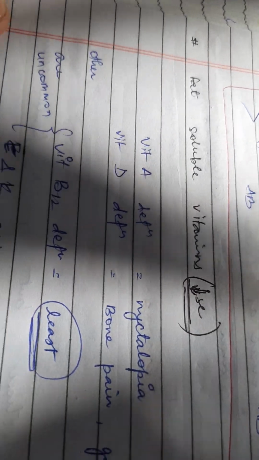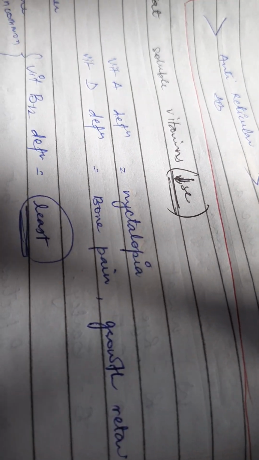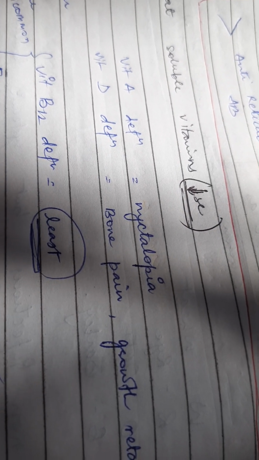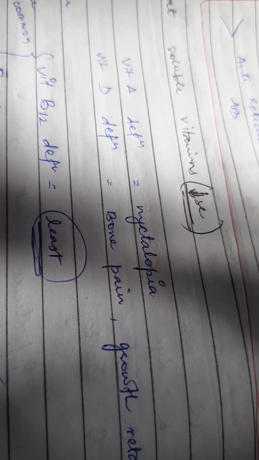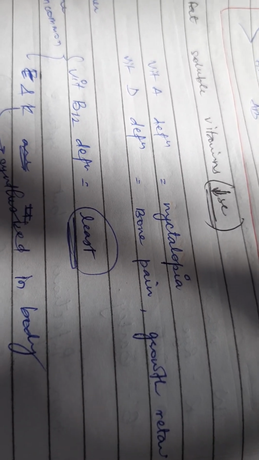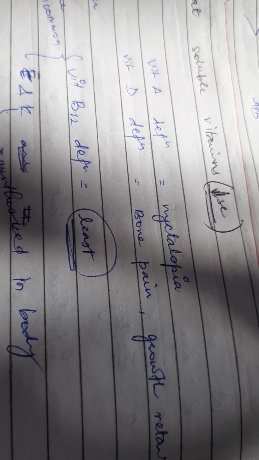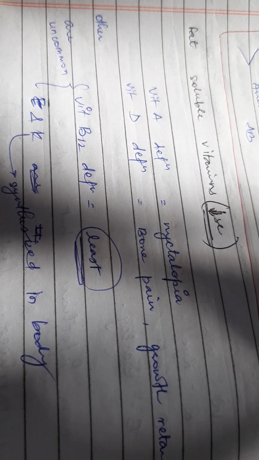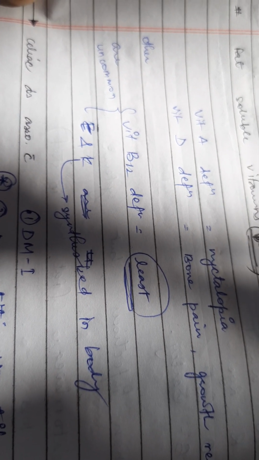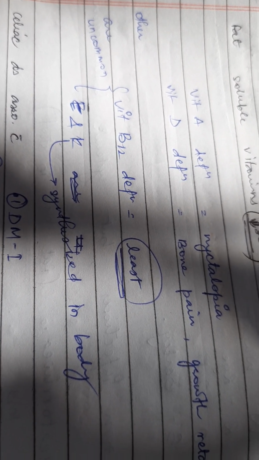Fat soluble vitamins decrease here. Vitamin A deficiency leads to nyctalopia. Vitamin D deficiency leads to bone pain, because the proximal part of the small intestine is affected. So fat soluble vitamins are decreased, with bone pain, growth retardation, etc. Vitamin B12 deficiency is least, because it is absorbed in the ileal part of the intestine.